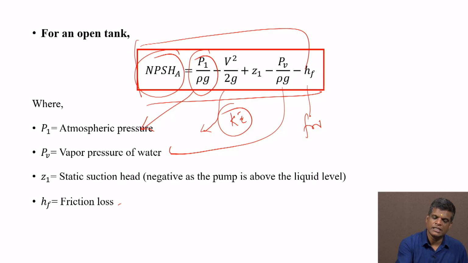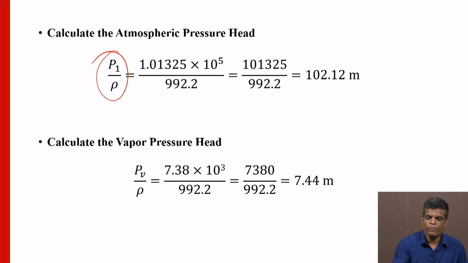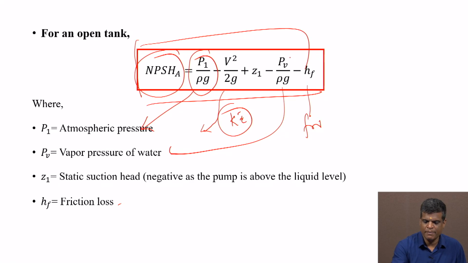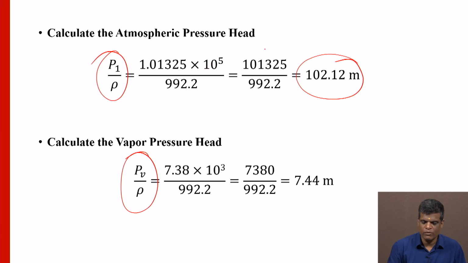Either you can take G here or here, whatever. G is the 9.8 value. So P1 by rho is 102.12 meter. Then the vapor pressure head, that is PV by rho. You calculate that one, we got 7.44 meter.